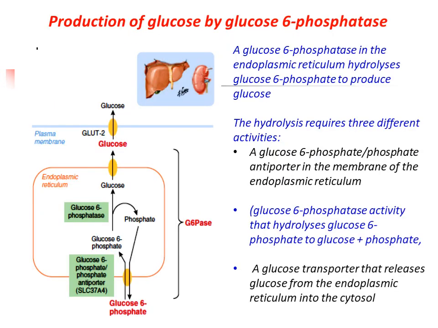Production of glucose by glucose 6-phosphatase. A glucose 6-phosphatase in the endoplasmic reticulum hydrolyzes glucose 6-phosphate to produce glucose. The hydrolysis requires 3 different activities. A glucose 6-phosphate phosphate antiporter in the membrane of the endoplasmic reticulum. Glucose 6-phosphatase activity that hydrolyzes glucose 6-phosphate to glucose plus phosphate. A glucose transporter that releases glucose from the endoplasmic reticulum into the cytosol.